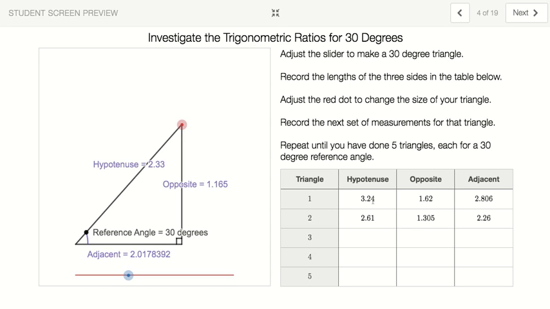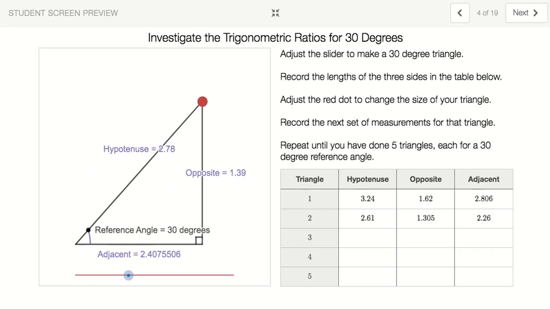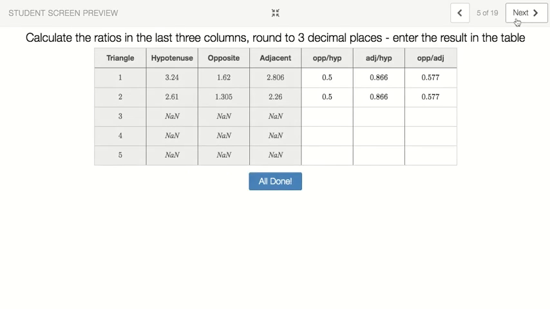As you can see, I already filled out a couple of sides based on dragging this red dot up top of my triangle. You will enter those values in these tables that you see here. Then you're going to hit next. Notice that I have NaN in rows 3, 4, and 5. That's because I did not do all 5 of the trials.